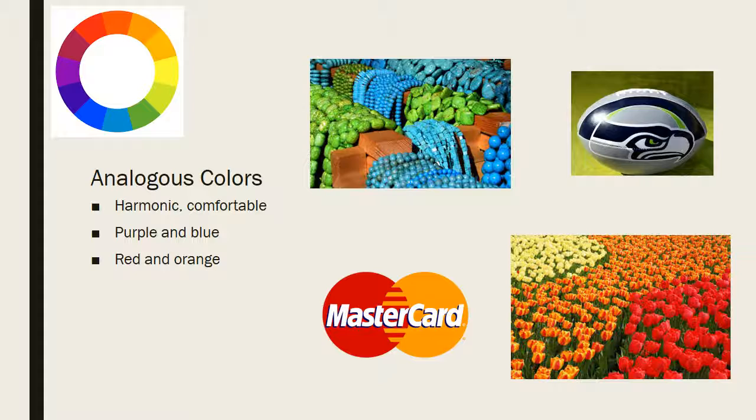Analogous colors are colors right next to each other in the wheel, such as orange and red or purple and blue. This creates harmonic, comfortable designs. These are safe colors that almost always go well together. Think the Seahawks logo or MasterCard.